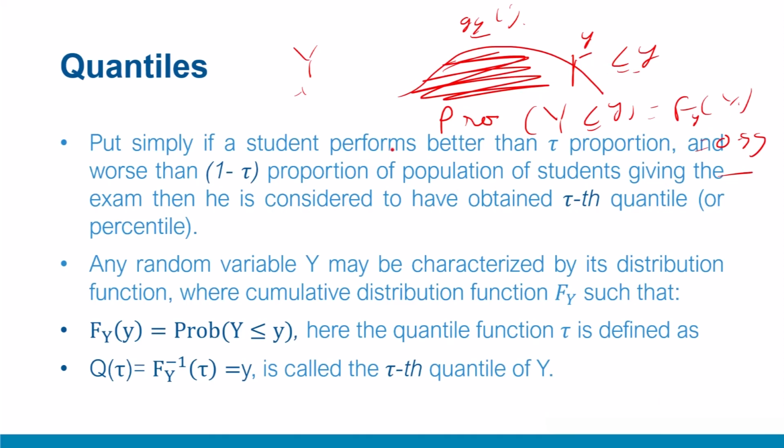Now in this backdrop, the quantile function can be defined for a particular quantile tau as Q_tau, where Q_tau is the inverse of the cumulative probability function. So when it is applied on tau, you get a value of y.